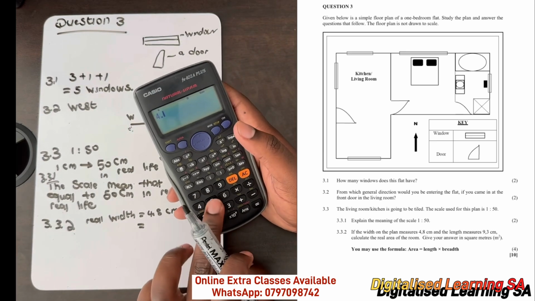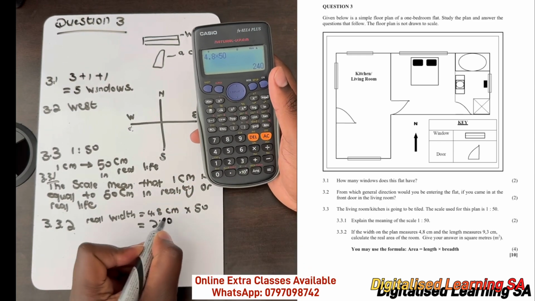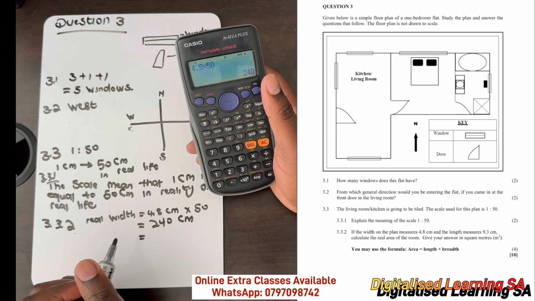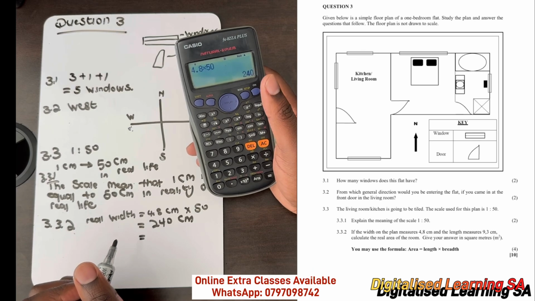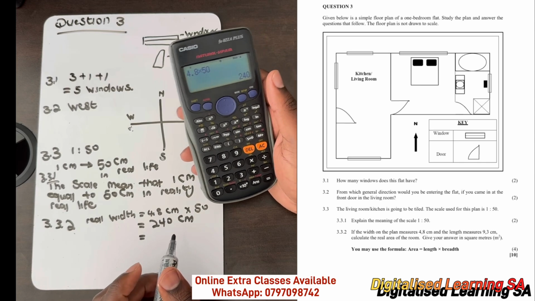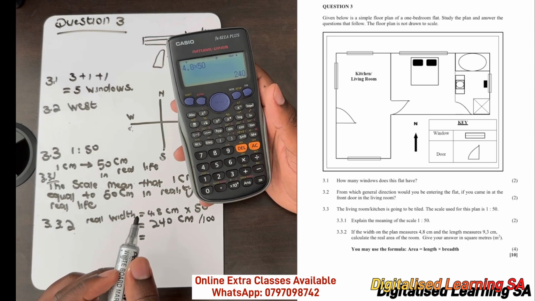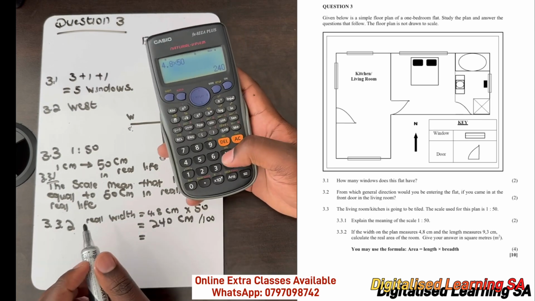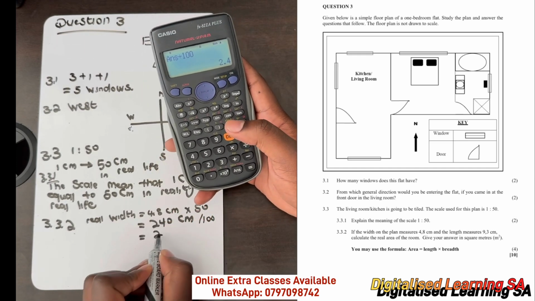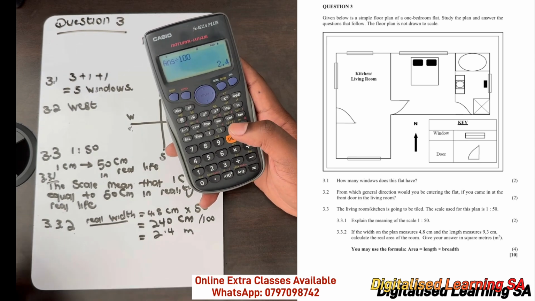So we'll say 4.8 multiplied by 50, and then we'll get 240 centimeters. And remember guys, it said to give your answer in square meters. So we need to convert our centimeters into meters, and to do that we divide by 100. If we divide 240 by 100, we will get 2.4 meters. So our real width will be 2.4 meters.